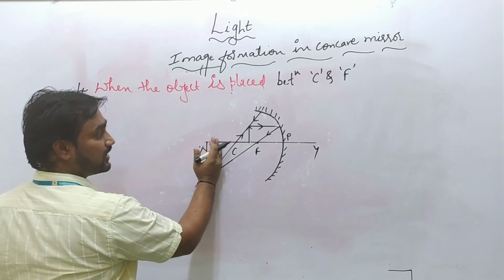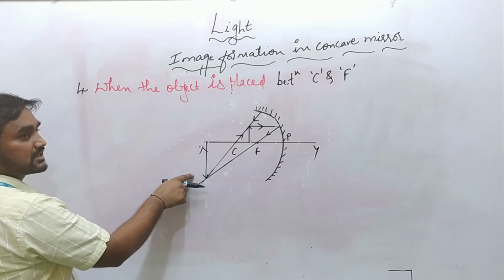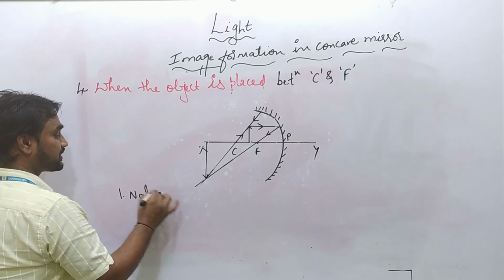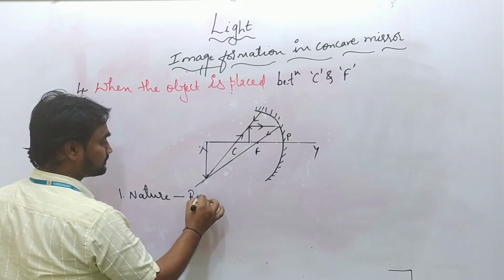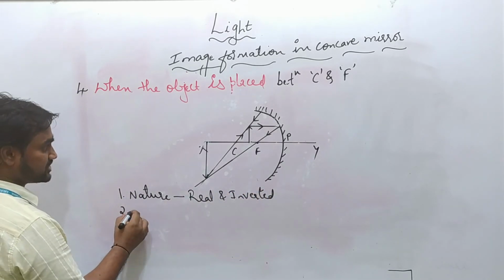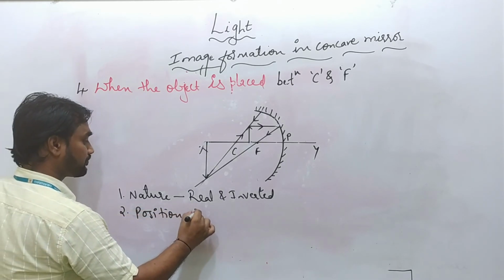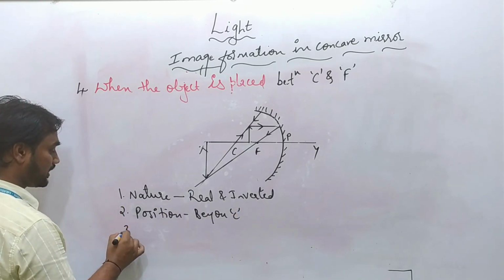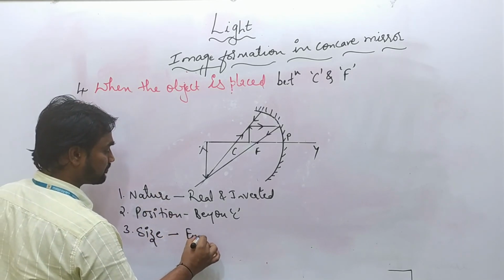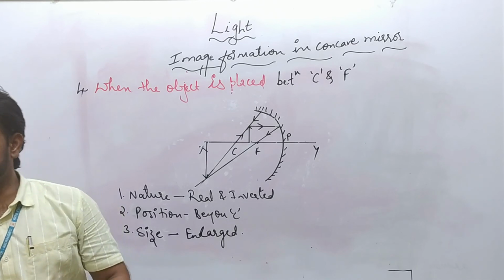And the size, as the object is moving closer to the concave mirror, you could see that the image is magnified. The size of the image is increasing. So if you have to discuss the nature of the image: real and inverted, position beyond C, and the size of the image is enlarged. So this is about the third position.